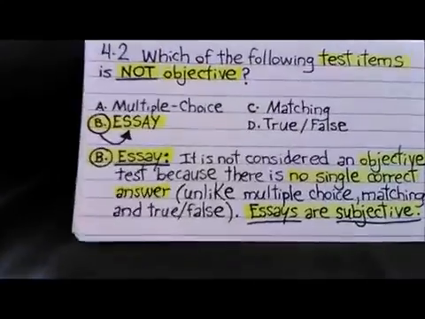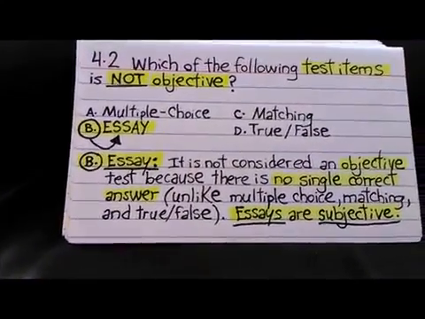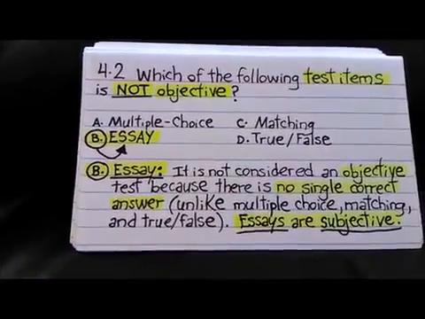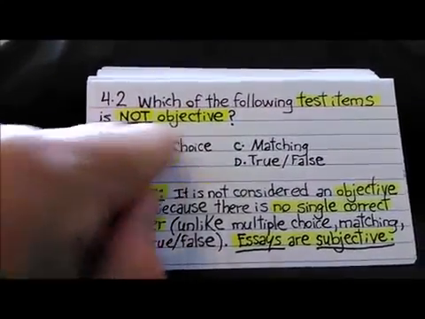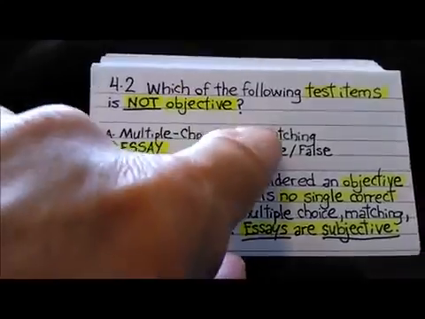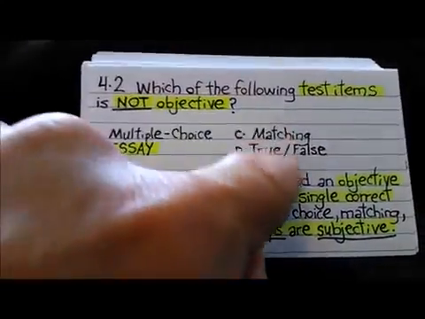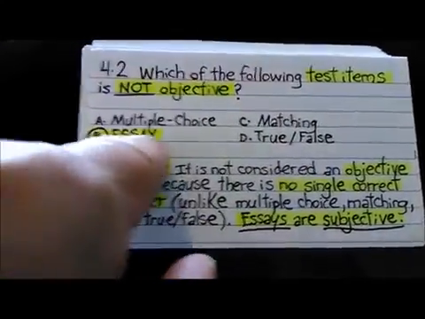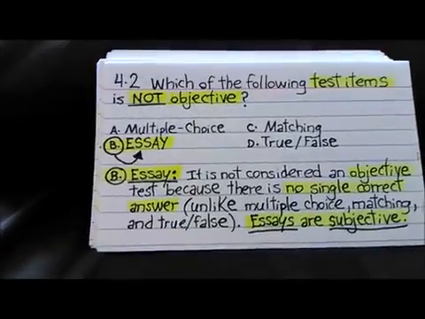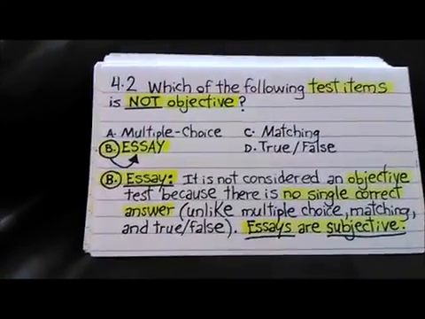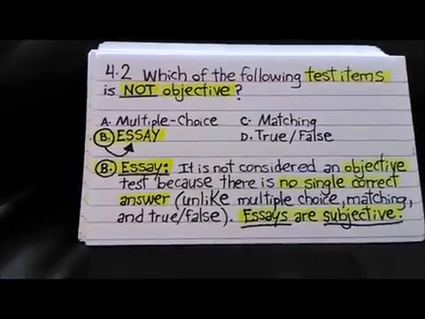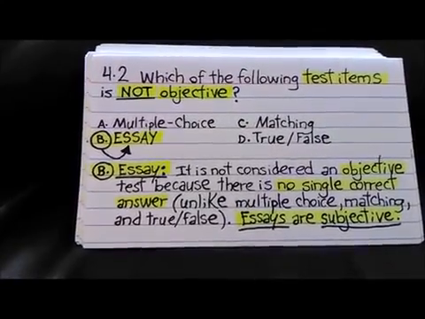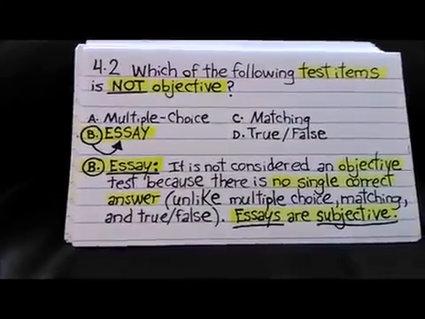Which of the following test items is not objective? Well, an essay, because objective will be multiple choice, matching, and true false. These three are objective. An essay, no. Essay is not considered an objective test because there is no single correct answer, unlike multiple choice, matching, and true false. Essays are subjective.